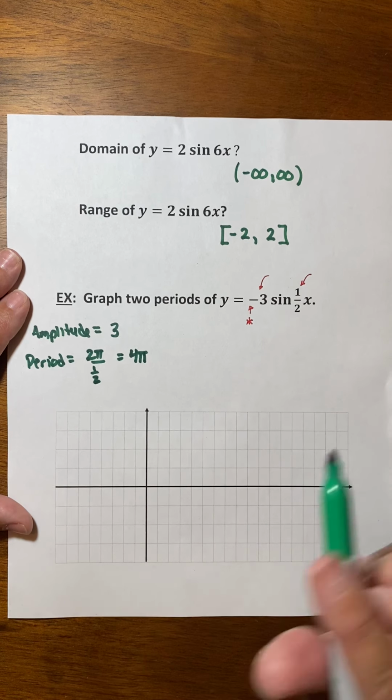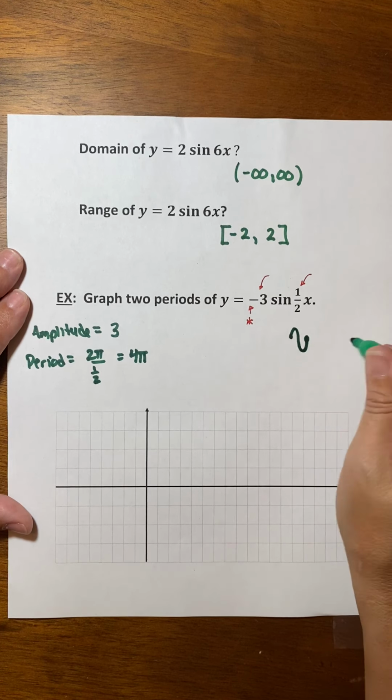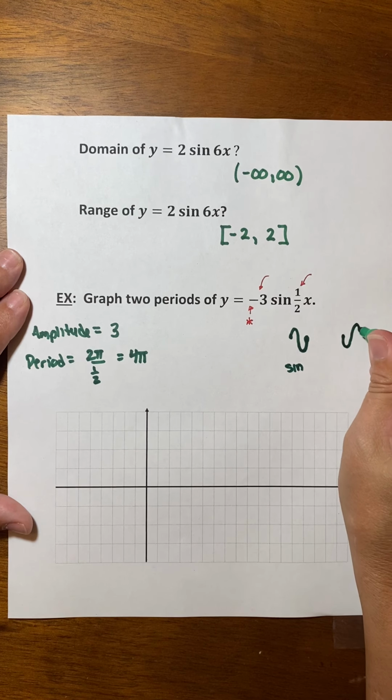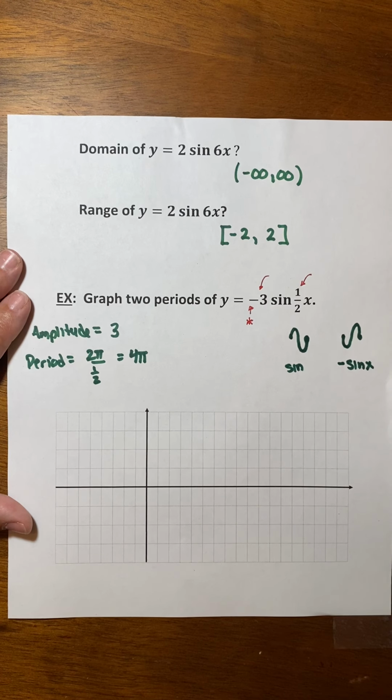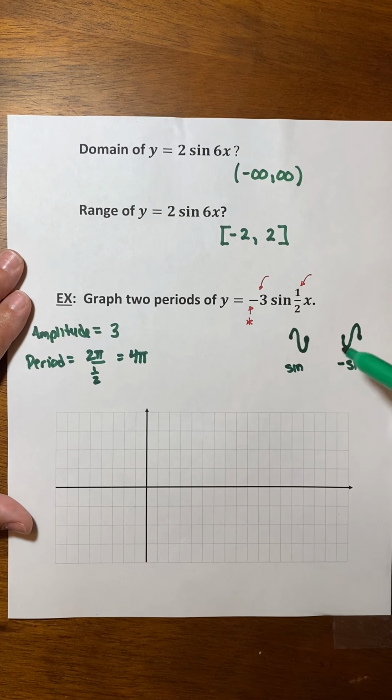Okay. Now note, this was one sine curve. This is going to be a negative sine curve. So just like in all our transformations, a negative out front just flips it over. So it's going to be the same shape, but instead of starting in the middle and going up, we're going to start in the middle and go down.